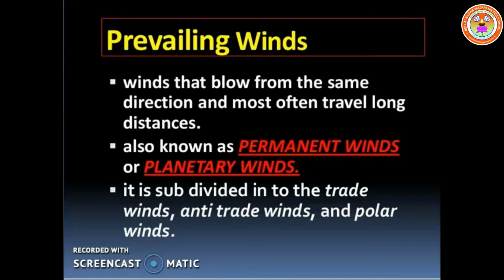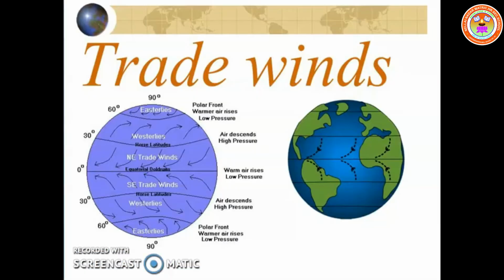First one, trade winds. Trade winds blow from the subtropical high pressure belt to the equatorial low pressure belt in both the hemispheres. They blow with great regularity, force and in a constant direction throughout the year. So these winds are very helpful to traders who depend on the winds while sailing in the seas, and so they are named trade winds.